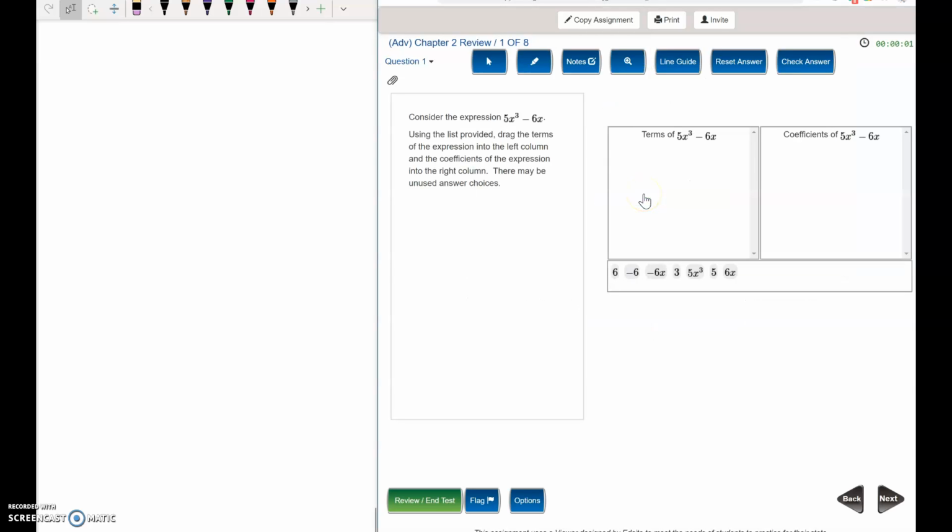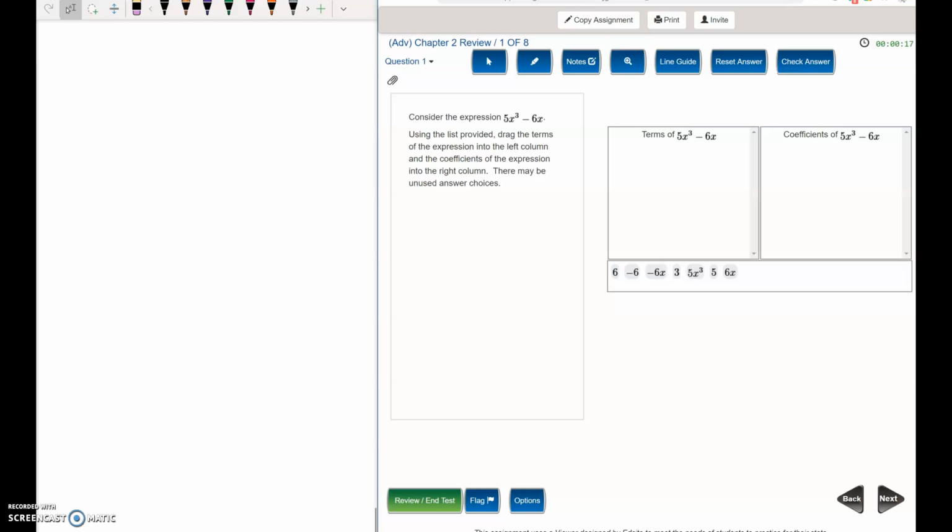Okay, when you take the test, the questions are going to come at you in a random order. It's the same types of questions as on the review, but they're going to come at you in a different order. So this may not be the first question you see on the test, but it will be somewhere in the test.